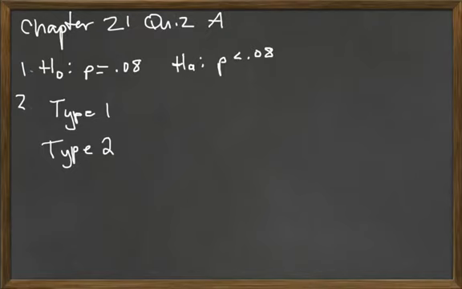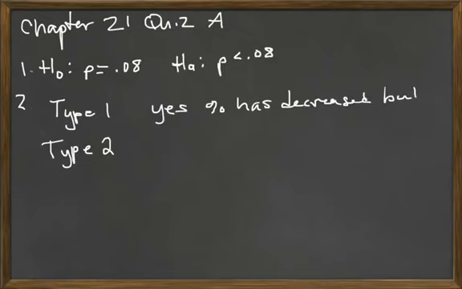Anyway, the type 1 and type 2 error for this context: the type 1 error would be deciding that the percentage of defective chips has decreased when it has not. So we would say, yes, okay, the percentage has decreased. I'm shortening this. But it has not. Let me erase that.